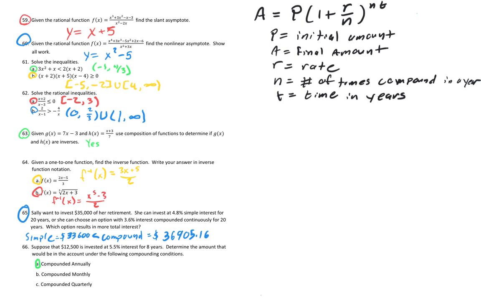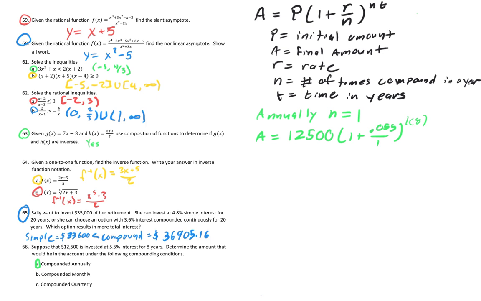So first off, looking at part A, we want to compound annually, which means we're compounding one time in 1 year. So let me spell annually right. Our N is going to be equal to 1. So in this case, A is equal to P, which is that 12,500, times 1 plus our R, which is 5.5%. We want to convert that to a decimal by dividing by 100, so 0.055. Again, our N is 1, and our T is 8 years, so times 8.